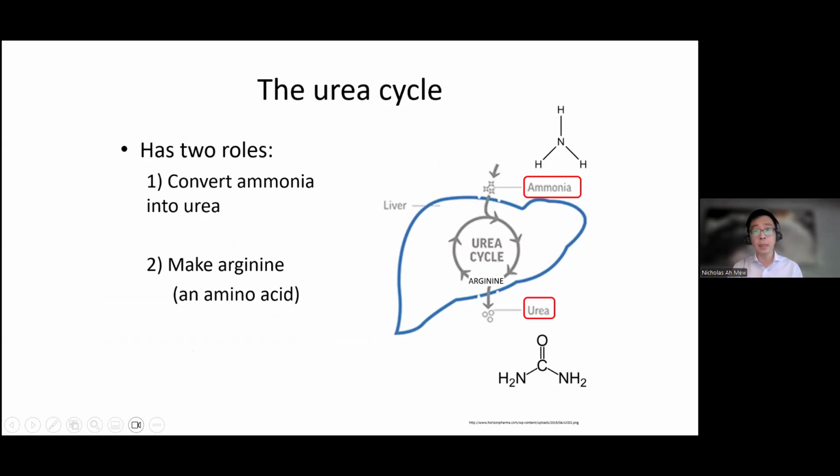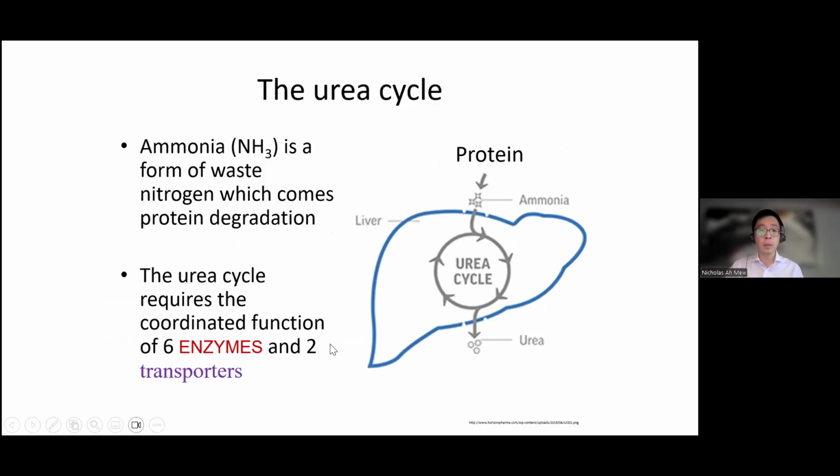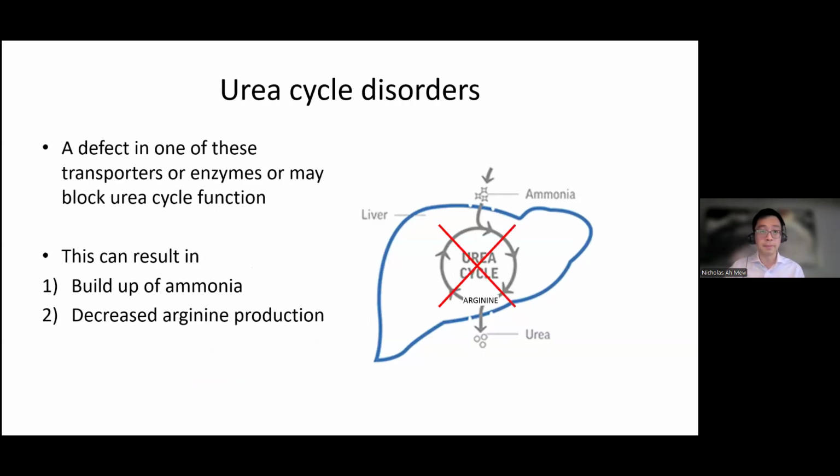So the urea cycle has 2 roles. Its main role in mammals is to convert ammonia into urea. But the other is that it makes arginine, as you can see here in basically the second to last step of the urea cycle. And this is an amino acid, a protein amino acid, as you all know. So as we talked about, ammonia is a waste form of nitrogen, which comes from protein degradation. And the urea cycle itself requires this coordinated function of 6 enzymes and 2 transporters. We'll get into them individually in a minute.